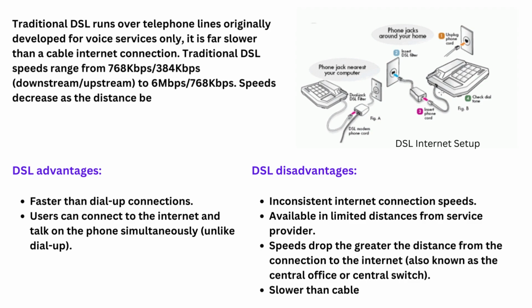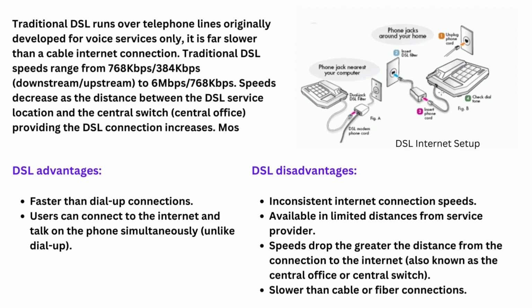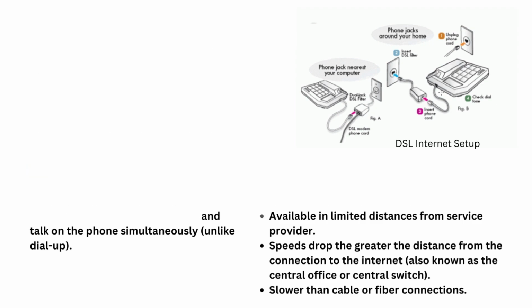DSL advantages: faster than dial-up connections. Users can connect to the internet and talk on the phone simultaneously, unlike dial-up. DSL disadvantages: inconsistent internet connection speeds. Available in limited distances from service provider. Speeds drop the greater the distance from the connection to the internet, also known as the central office or central switch. Slower than cable or fiber connections.